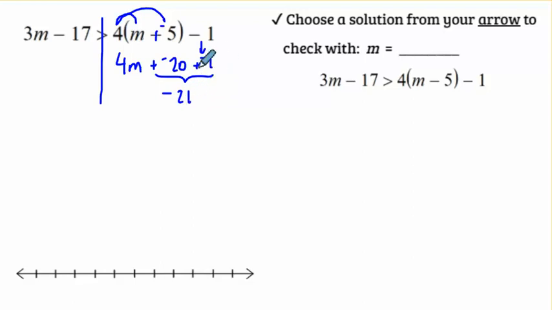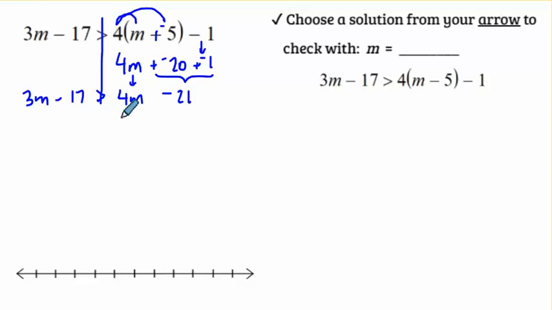If you got a negative 19 here, you forgot to leave change opposite, which is really important because it will mess you up. All right, I'm going to bring down still my 4m and my symbol and the left side, and now I am in business.